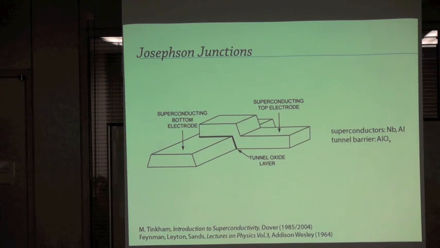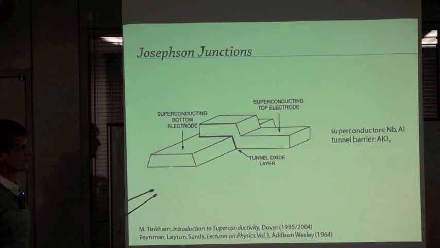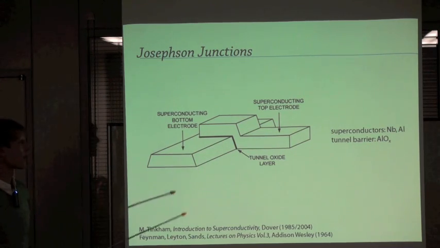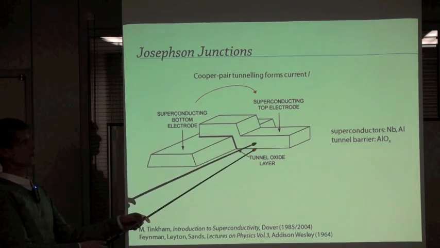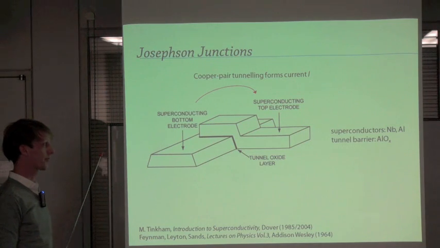Now a few words about Josephson junctions. It's a device which is composed of two electrodes, which are superconducting. Those electrodes are separated by a thin oxide layer, which allows Cooper pairs to tunnel from one side to the other, thereby forming a superconducting current, I, across this junction.